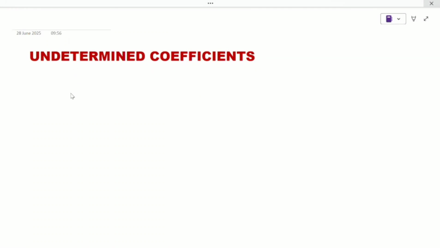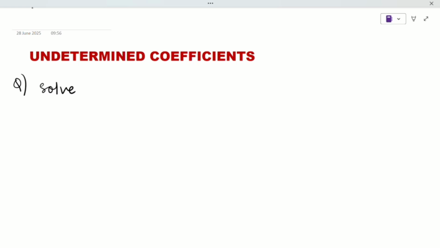Hi everyone, I came with another topic from differential equations, that is undetermined coefficients. This undetermined coefficients was very important. This comes in long answer type questions. This format is very easy by understanding the procedural form.